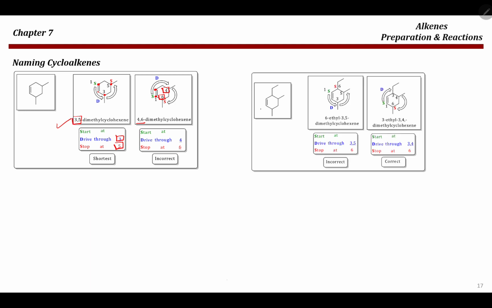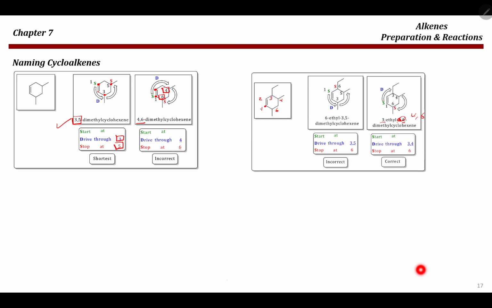Let's try another example. Again, starting from here. This is 1, this is 2, so my branches are at 3, 4, and 6. So the first combination is 3 for the ethyl group, and then we have 4 for the methyl group, and we have a 6 for the methyl.